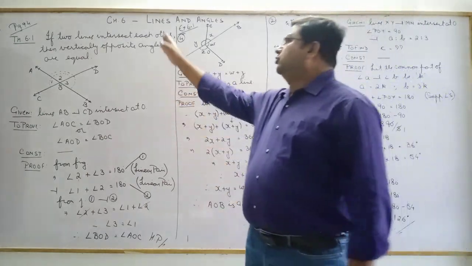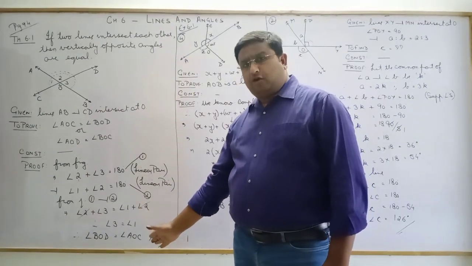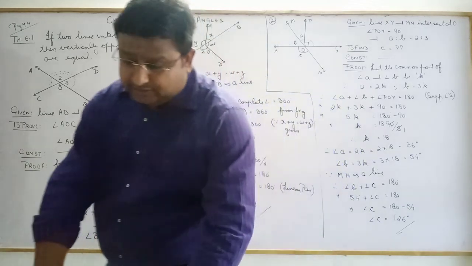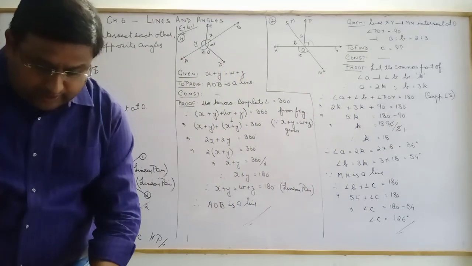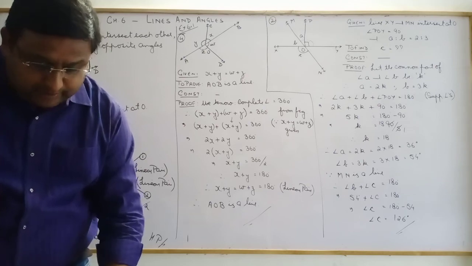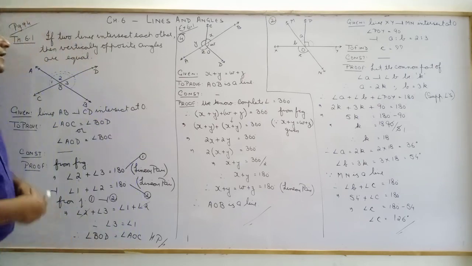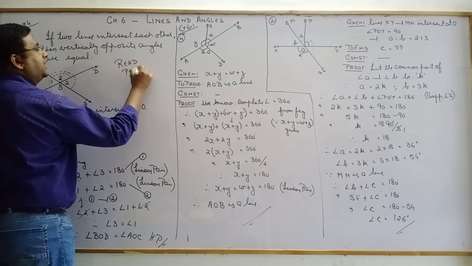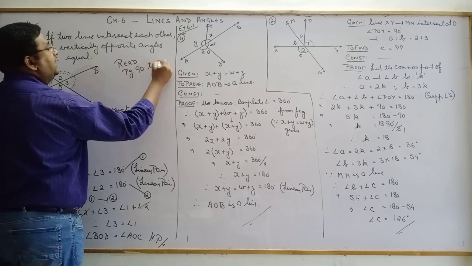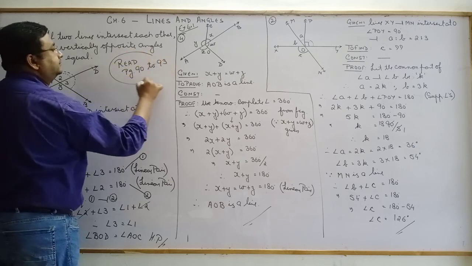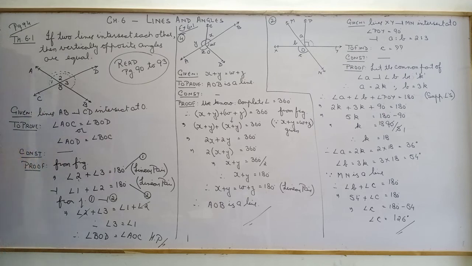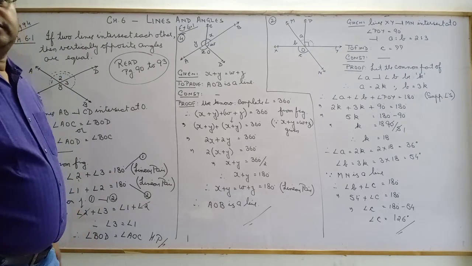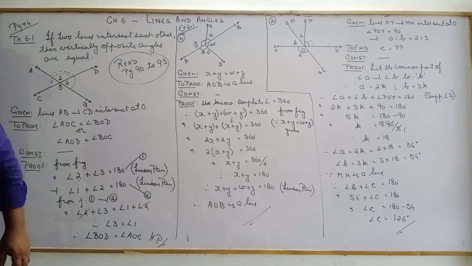But before that, you need to prove this in your notebook, and you need to read the theory given to you before the exercise, that is on page number 90, 91, 92, 93. Read page number 90 to 93. That will be the revision of your lower classes. Collinear, non-collinear, linear pair, supplementary, and everything.